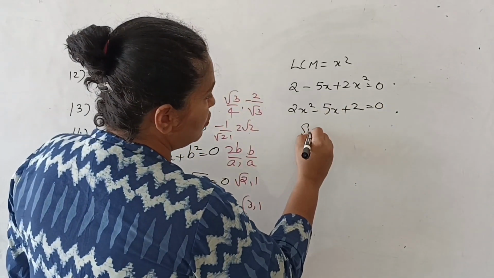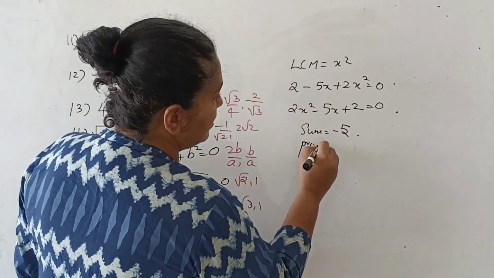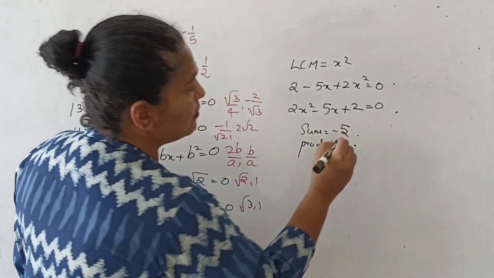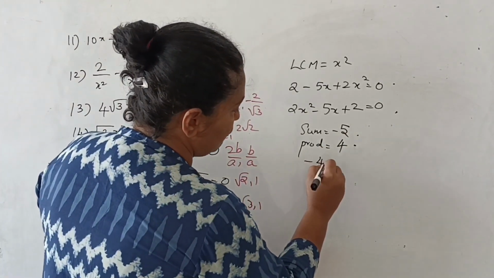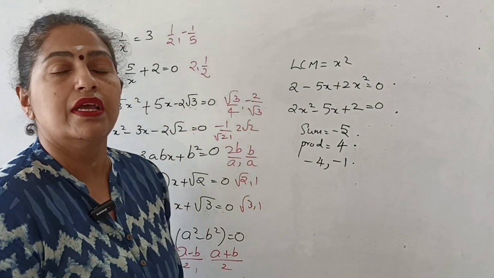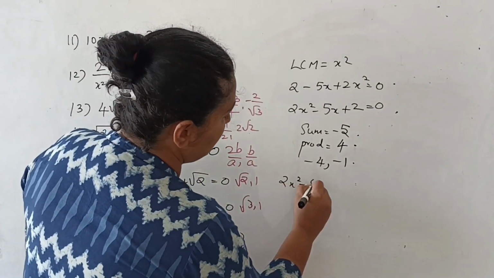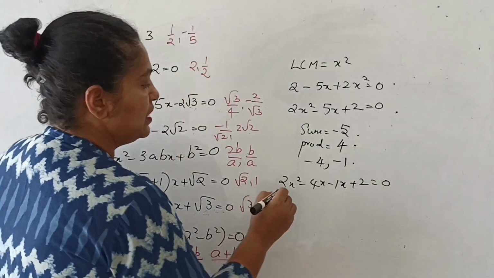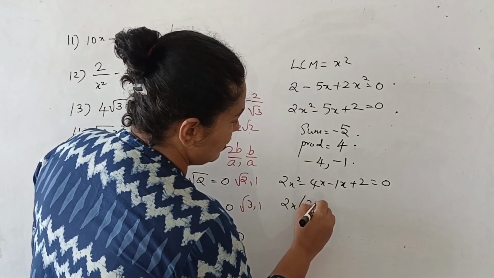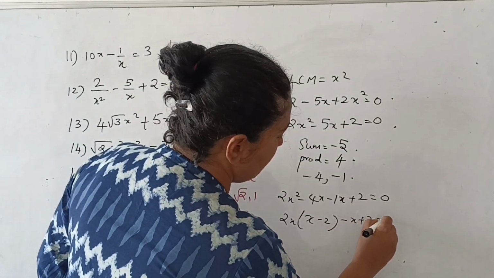Now I need to find two numbers that give me a sum of minus 5 and a product of plus 4. So I can see that those numbers are minus 4 and minus 1. Okay. Now I am going to split the middle term. 2x square minus 4x minus 1x plus 2 is equal to 0. Okay. So 2x is common. You will get x minus 2 minus x plus 2 is equal to 0.